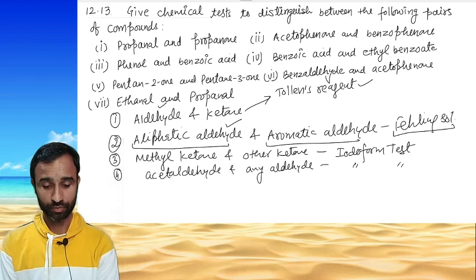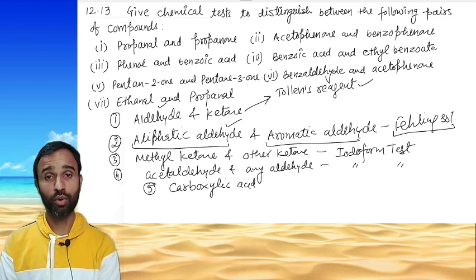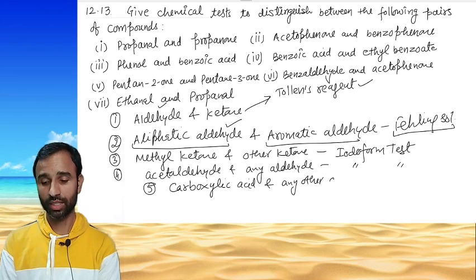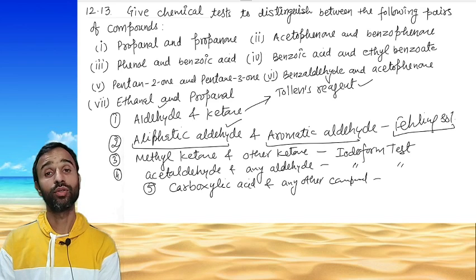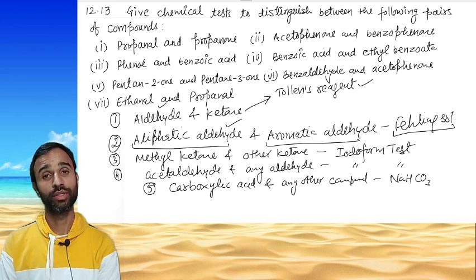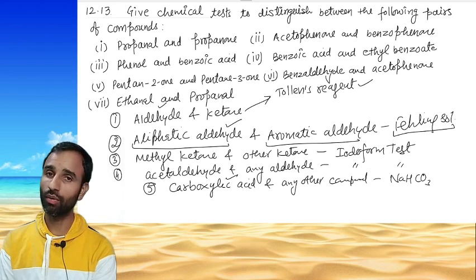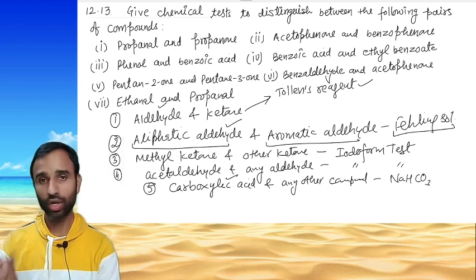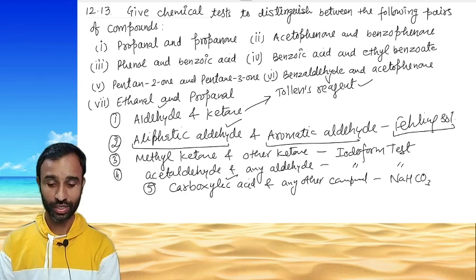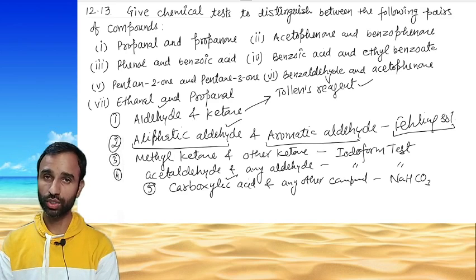If we have a carboxylic acid and any other compound, then go for the sodium hydrogen carbonate test. Only carboxylic acid will react with sodium hydrogen carbonate, giving brisk effervescence of CO2. Any other compound will not give this test. Okay, so that's it. We can distinguish by using these tests.